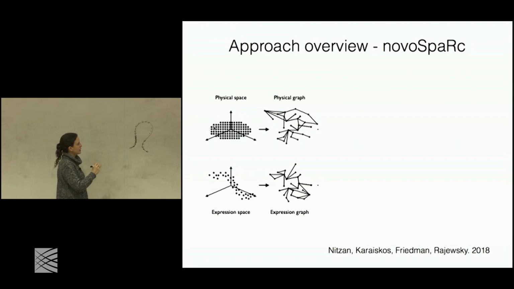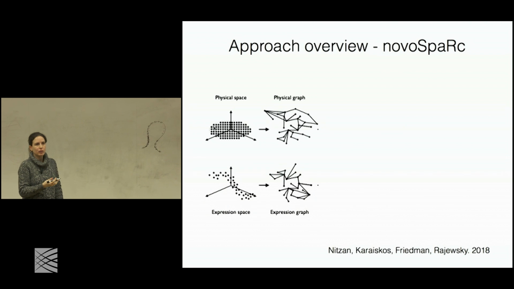And then if our distances are actually the shortest paths along this graph, then the distance between this cell and this cell would actually go through all of these and would reflect the underlying structure of the manifold.